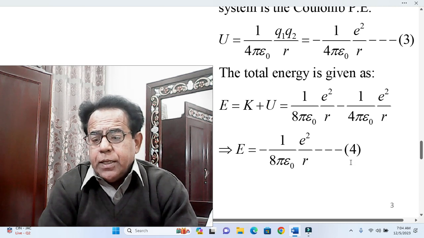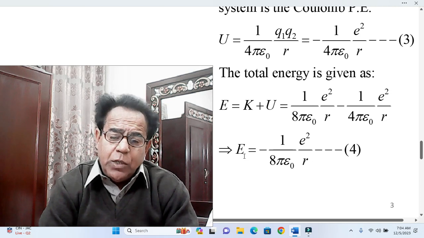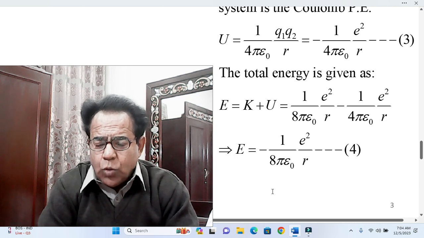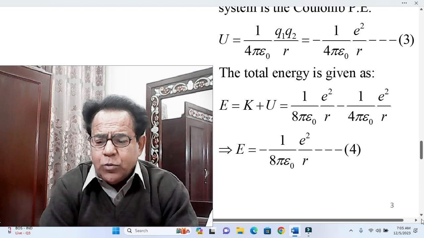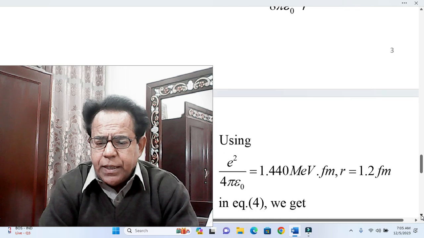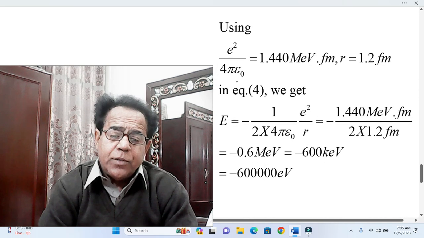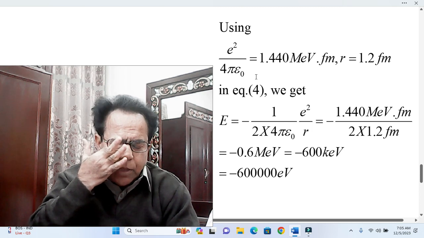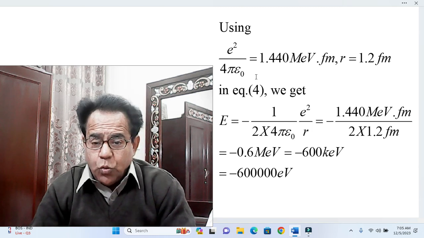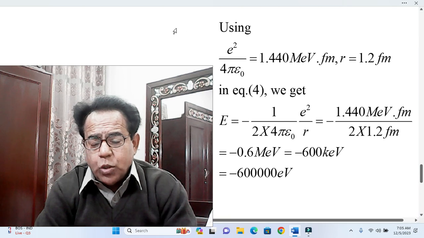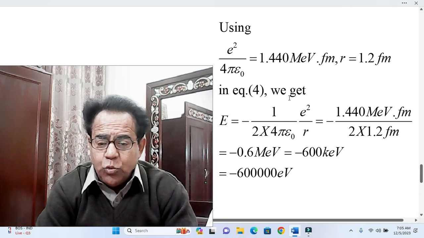Now we are going to find out the value of total energy by using equation number 4. We will put the required data in this equation, that is equation number 4, and our solution will be obtained. Using e square over 4 pi epsilon naught equal to 1.440 million electron volt into femtometer, and r equal to 1.2 femtometer, which is provided in the statement. When we put these two values in equation number 4, then equation number 4 will become as.